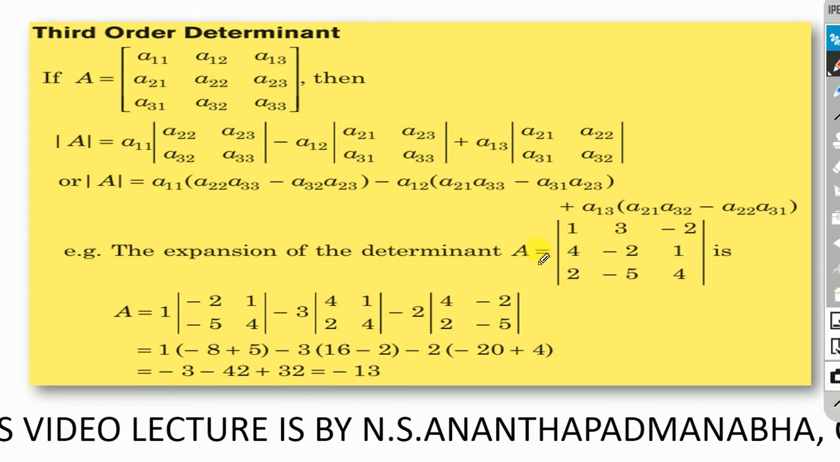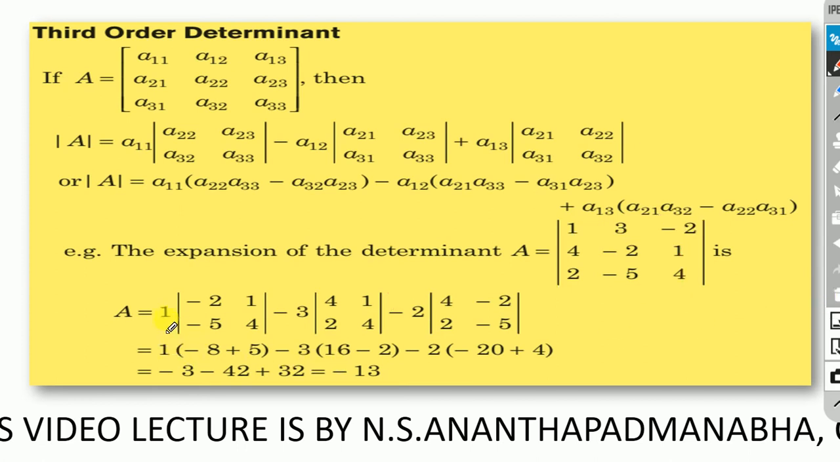So now 1 into this determinant, minus 3. I have to take minus 3 here, and I have to leave this row and column: 4, 1, 2, 4. I have minus sign here. So that is why in the rule I have to take plus, but I have minus 2 here. So I am taking plus into minus 2 here, and leave this row and column and take this 2 cross 2 determinant, that is 4, minus 2, 2, minus 5.